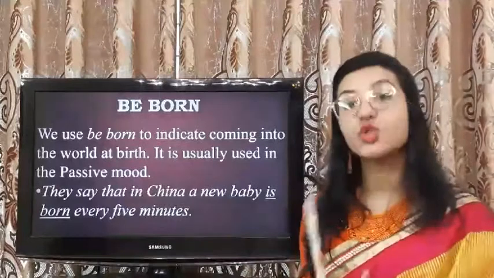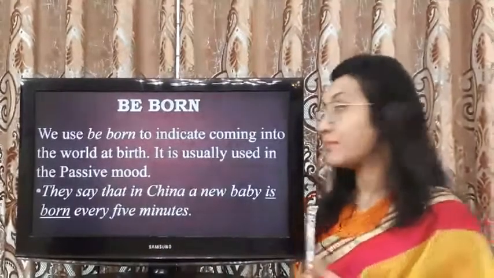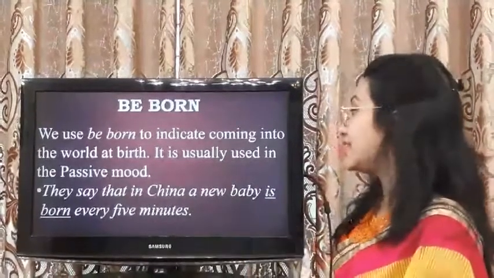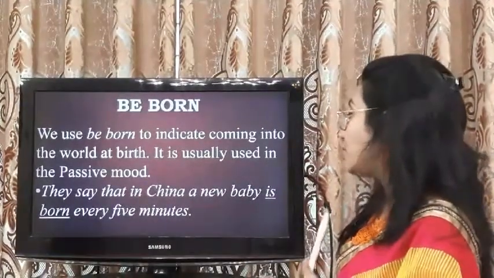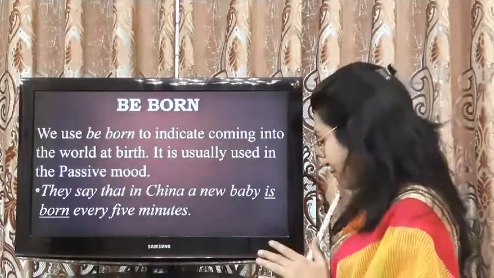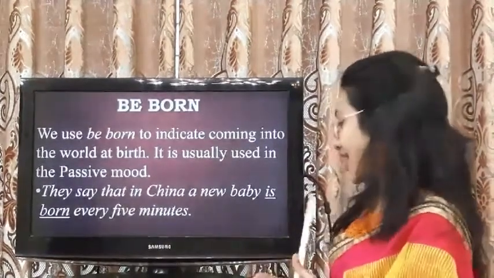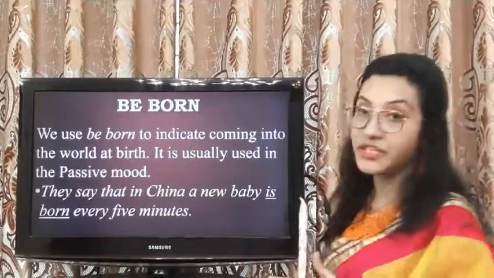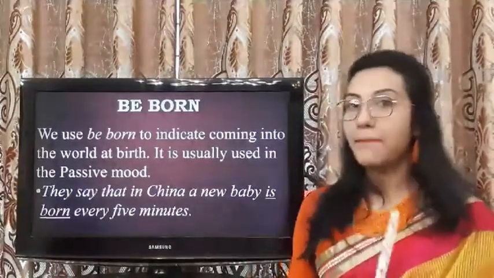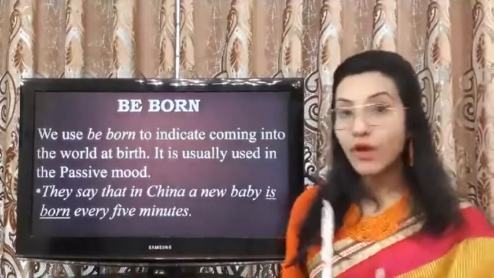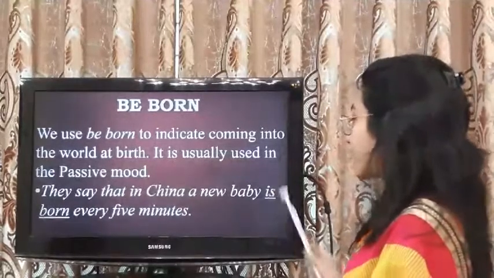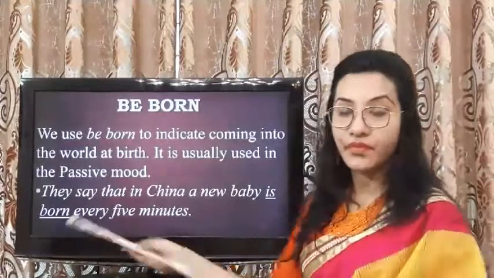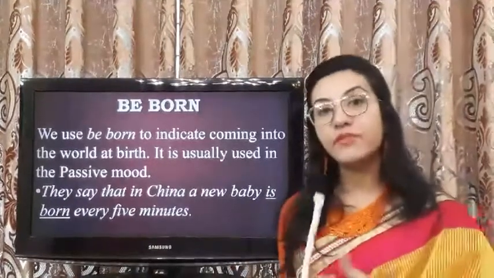কোনো একজন শিশু জন্মগ্রহণ করেছে, এটা বোঝাতে আমরা কি করি? Be born use করি. Now the example, they say that in China a new baby is born in every 5 minutes. So বলা হয়ে থাকে চায়নাতে প্রত্যেক 5 মিনিটে একজন শিশুর জন্ম হয়. So দেখো আমরা এখানে কি করেছি? We have used the be verb is and then we have used born. সো আবারও বলছি আমরা কোথায় বি বর্নটা ইউজ করব?